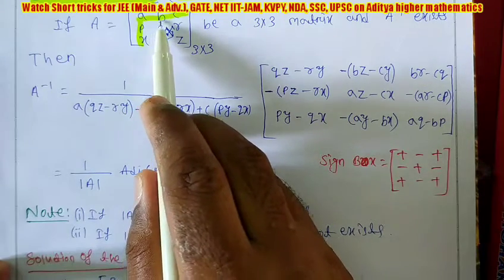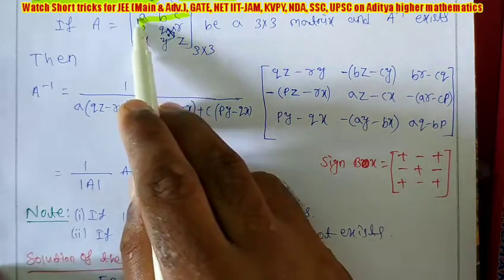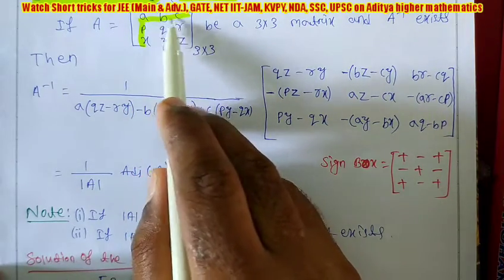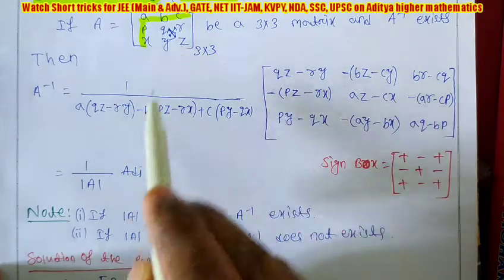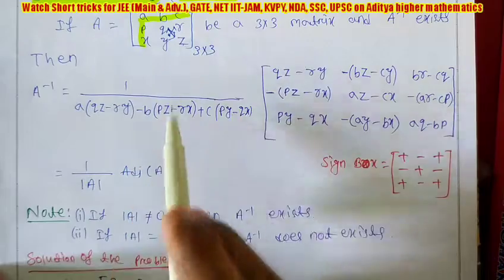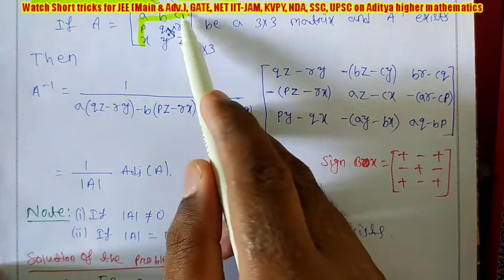Now we are doing for B. We are deleting the second row, second column and first row, because B is the element of the first row and second column. After deleting, you will get Px and Rz. Then multiply: Pz minus Rx. Simple.